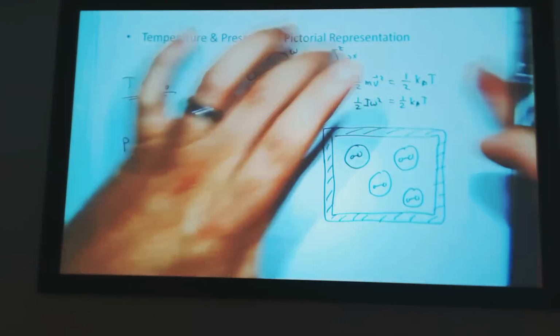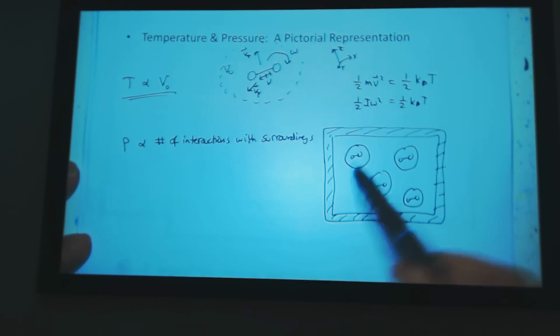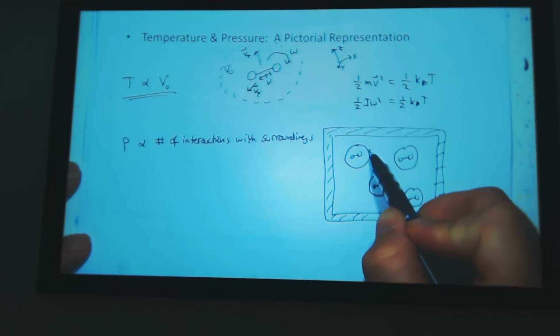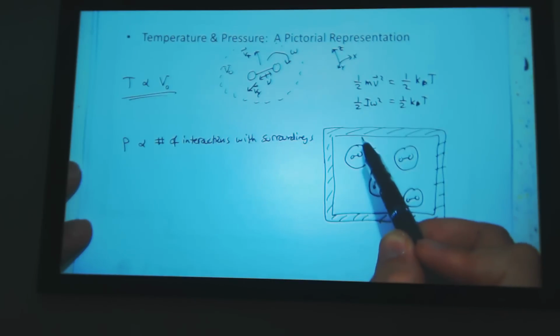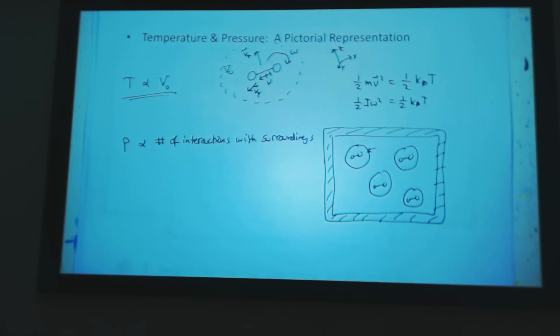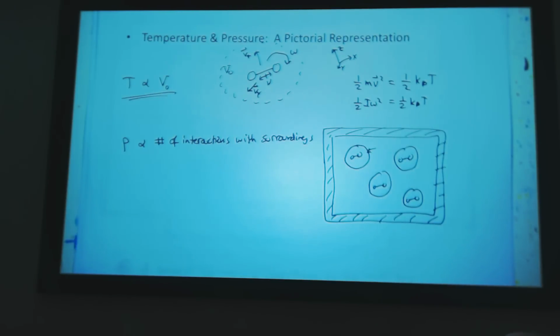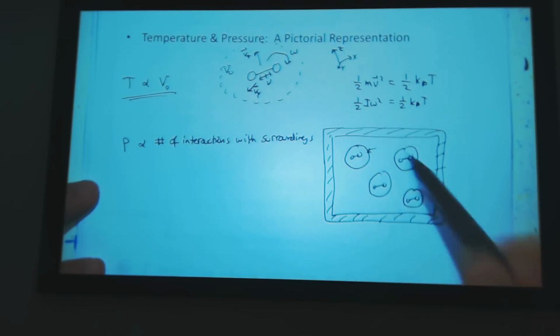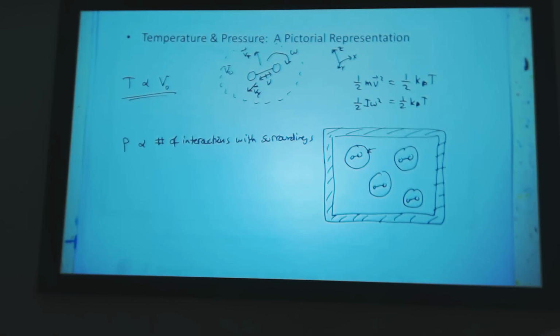So I could look at this pressure as the number of interactions. If I increase this volume, I keep 4 molecules inside at a given temperature. So this represents temperature and the number of interactions with the surroundings. So this molecule can interact with the wall, can interact with this, can interact with that. So pressure is going to be dictated by the number of interactions with its surroundings. Temperature is going to be dictated by basically how big these molecules are. So if I increase the temperature of my system at constant volume, what should happen to the pressure?